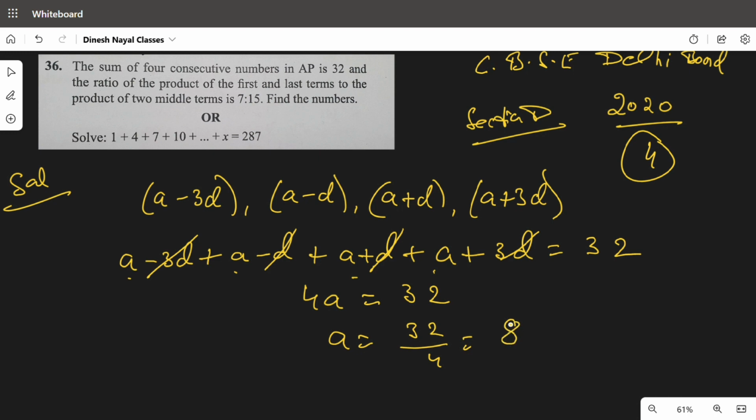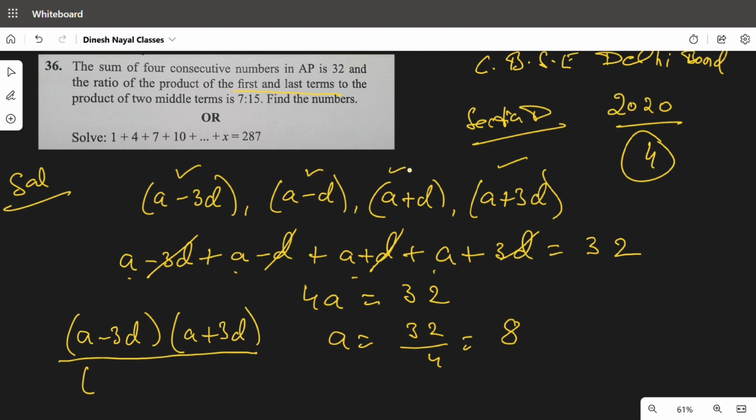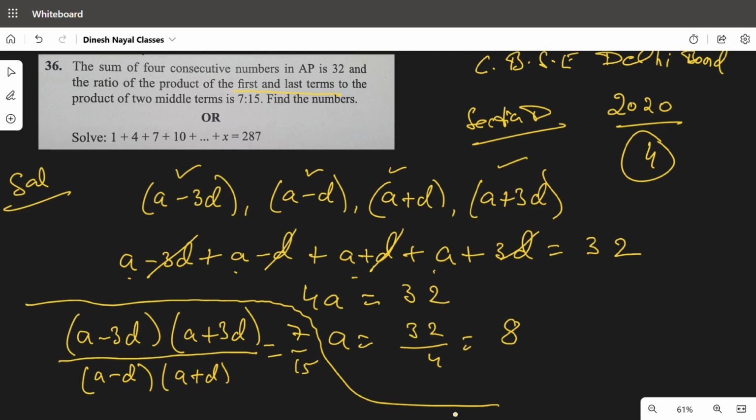Now the next condition is the ratio of the product of the first and the last term. So we take A minus 3D and A plus 3D, the first and the last term, to the product of the two middle terms, which is A minus D and A plus D. This is equal to 7 by 15. Just write it like this so that you can differentiate.